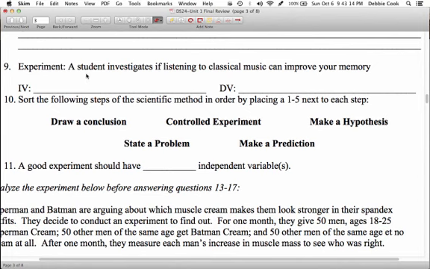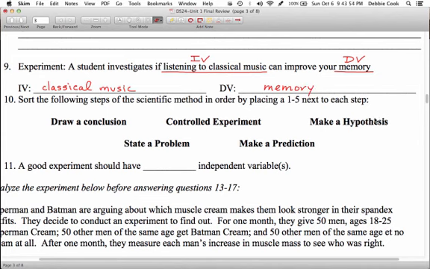For number 9, it's saying that a student investigates if listening to classical music, so this is what I am changing, so this is my IV, can improve your memory. So improving your memory is what you are going to be measuring, how good your memory is. So that's my DV. So these are the types of things you're going to have to do on your test. You're simply going to have to sort where the IV is versus the DV. So my IV is going to be classical music, or you can say listening to classical music. And then my DV obviously is going to be memory because this is what we're measuring or testing.